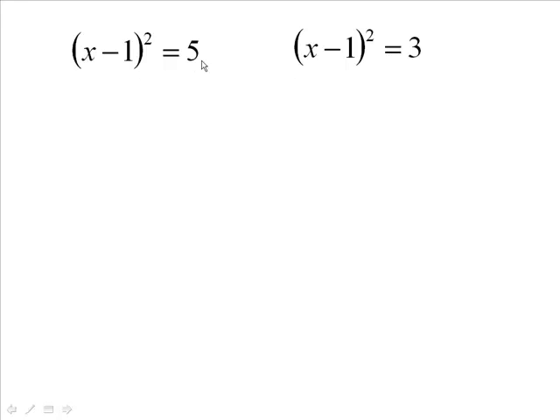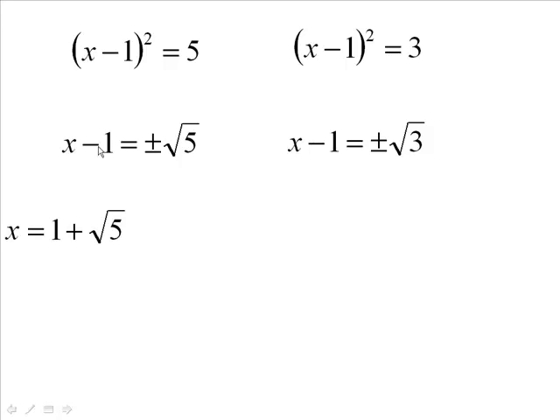What we'll do, we'll take the square root of both sides. That's going to be x minus 1 is plus or minus the square root of 5. On this one, you're going to have x minus 1 is plus or minus the square root of 3. Now, if we add 1, let's consider the plus square root of 5 first. Add 1 to both sides, we're going to get x is 1 plus the square root of 5. And that's for the plus one. Now, if we add 1, when it's minus, you're going to have 1 minus the square root of 5.